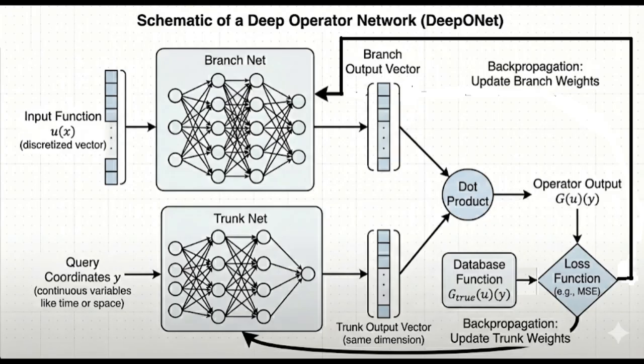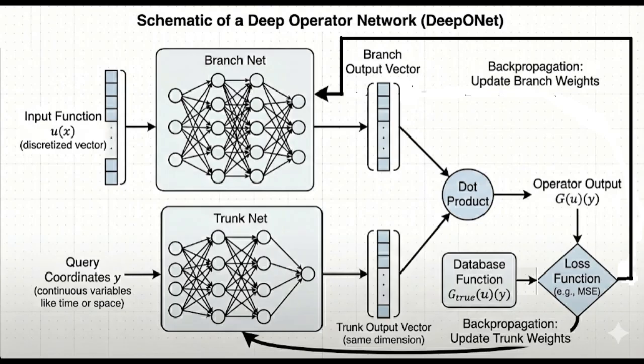Why this architecture is a game changer for ILT: physics in the loop. The magic happens at the end. The operator output is evaluated by a loss function, like mean squared error, against a data function representing the true physical ground truth. Through backpropagation, error signals flow back along the specific paths to update both the branch weights and trunk weights simultaneously. By embedding the governing optical differential equations directly into this loss function, we mathematically force the network to respect the physics of light, not just memorize data.